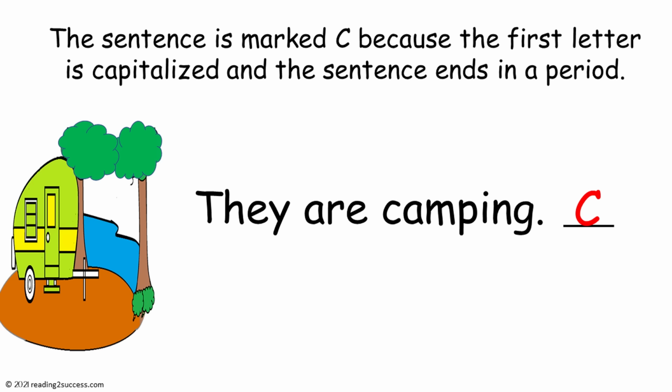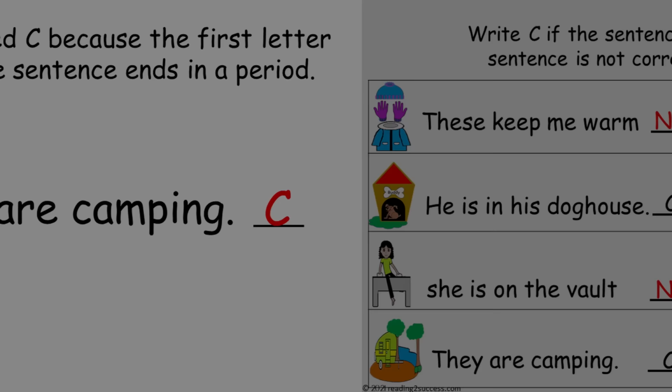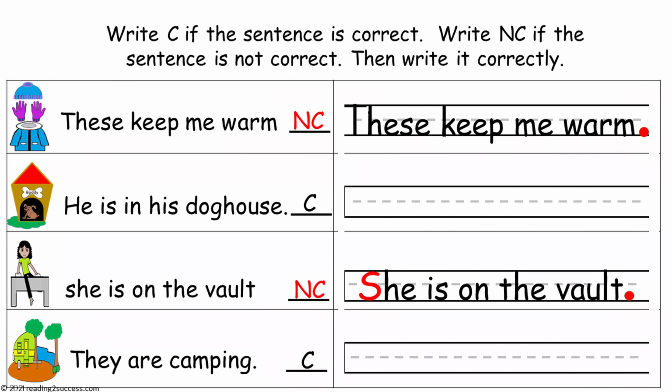The fourth sentence is marked C for correct because the first letter is capitalized and the sentence ends in a period, so kids do not need to rewrite it. This is a completed example.